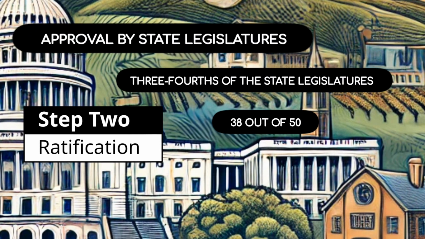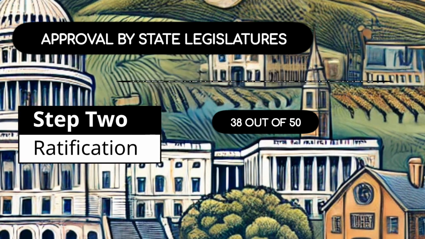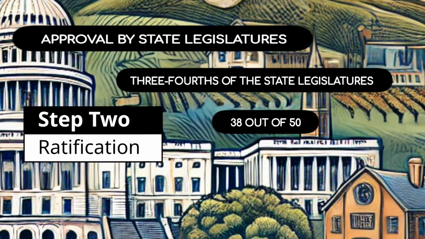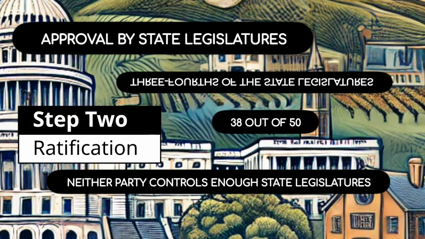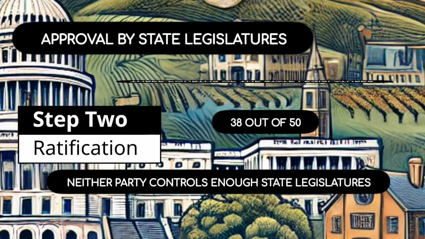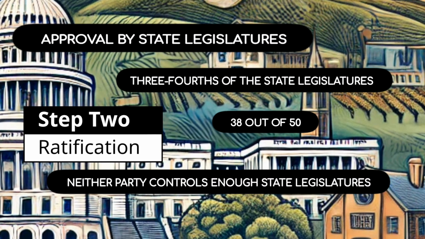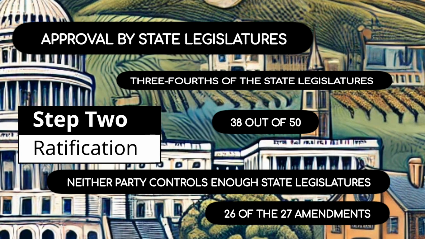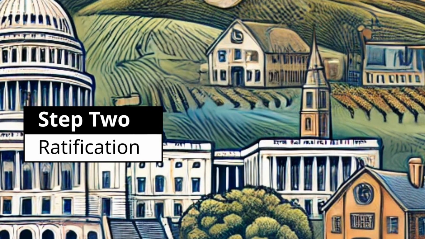Again, the sharp partisan divide in the United States ensures that only broadly supported amendments can be passed. At this time, neither major party has control of enough state legislatures to pass an amendment without the other party's assistance. This method has been used for 26 of the 27 amendments.